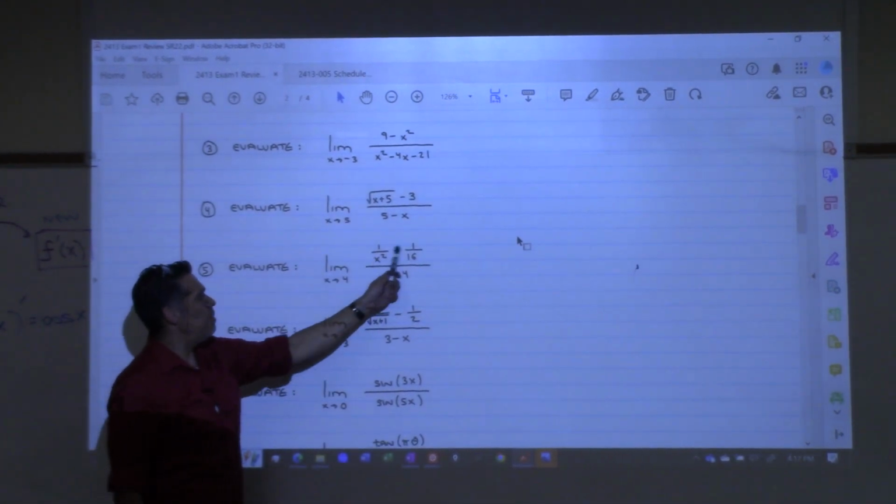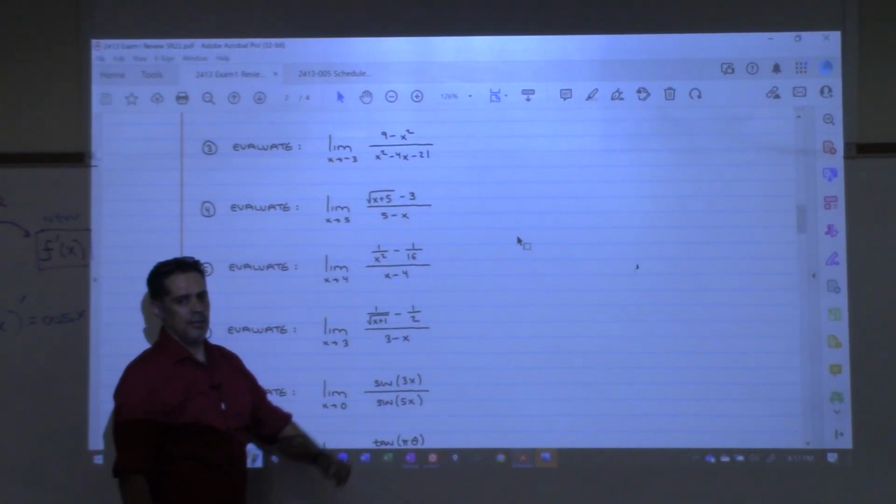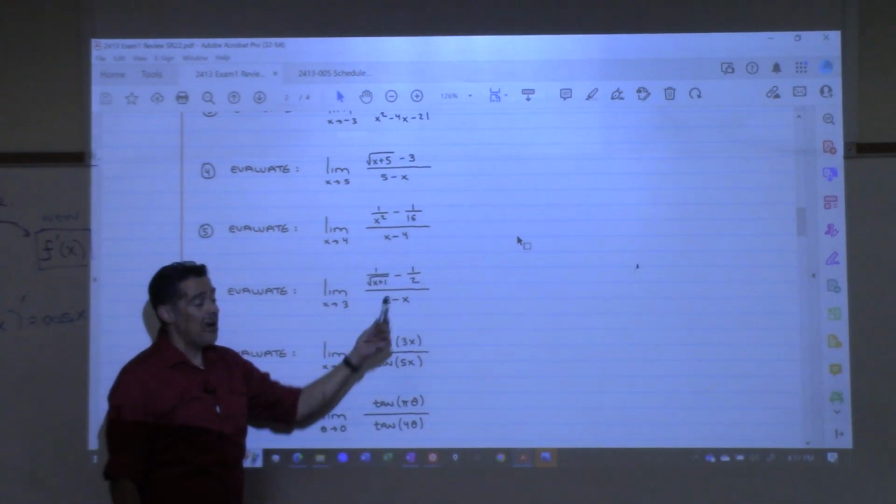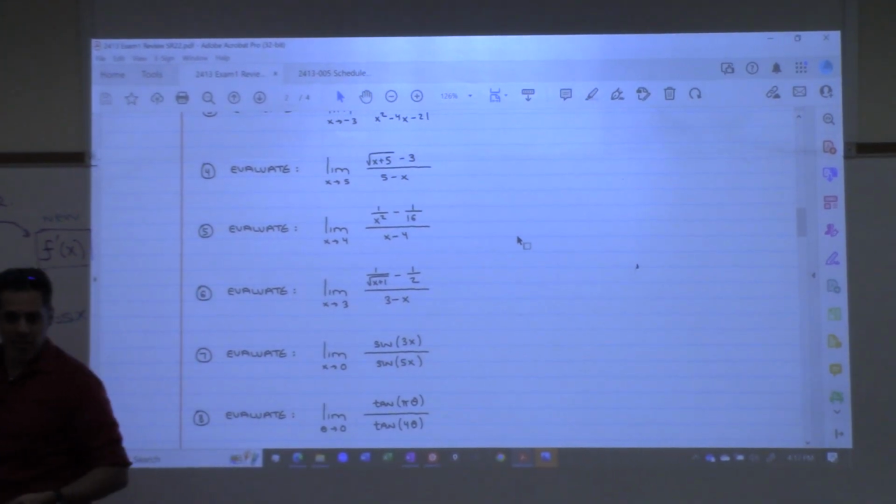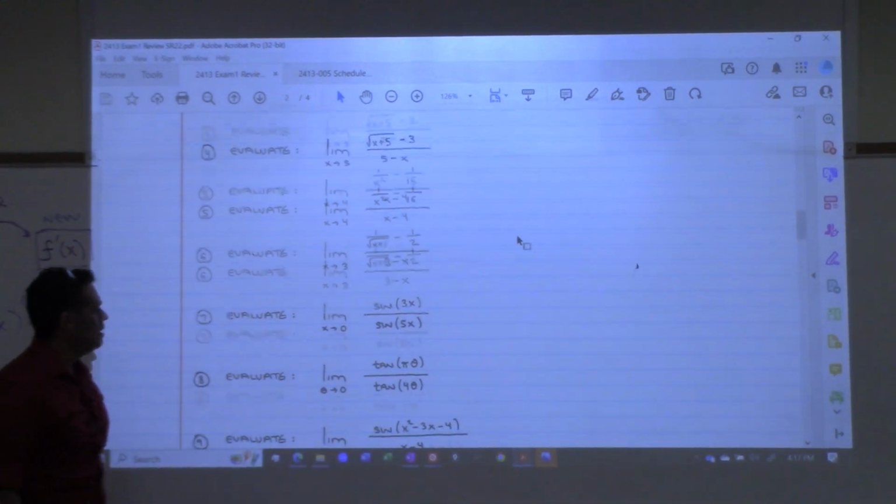Conjugate. Complex fraction. You're going to put these together, right? Root with fraction. Put them together, then conjugate. That's about as bad as it gets.